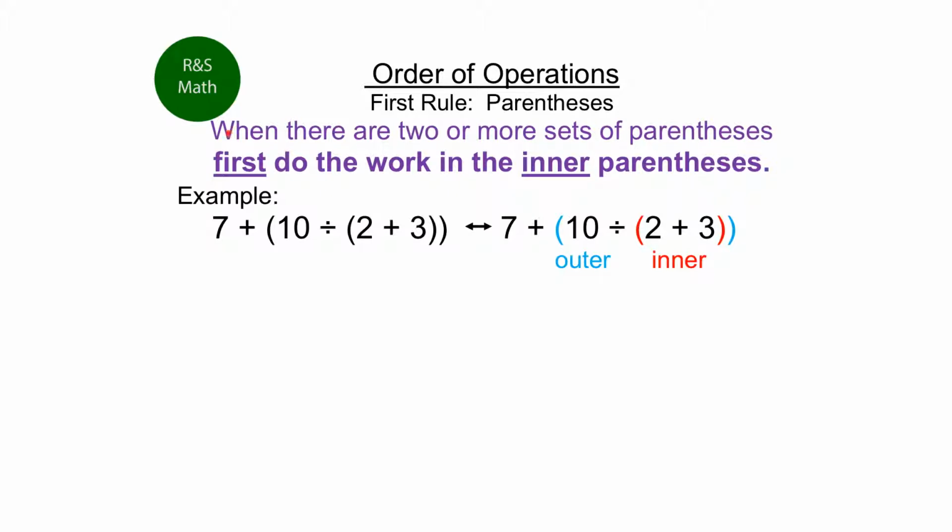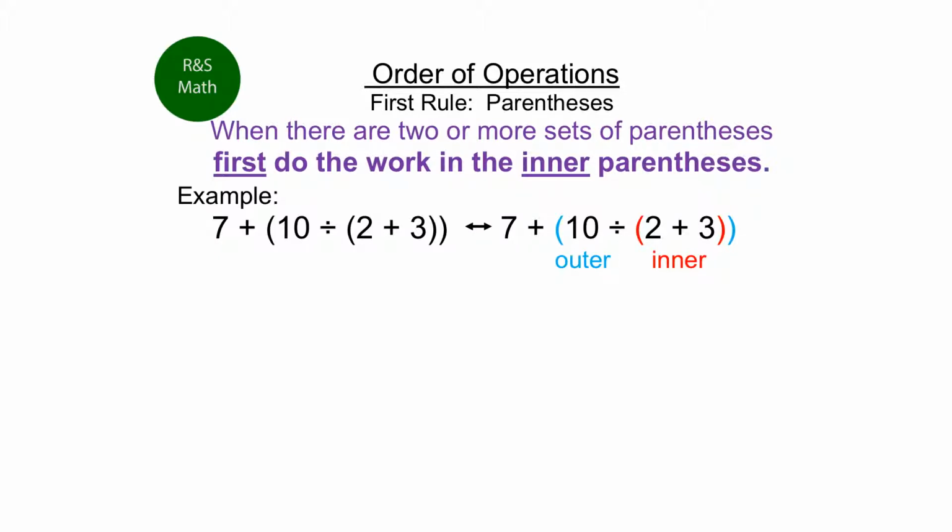The rule is, when there are two or more sets of parentheses, first do the work in the inner parentheses. Let's look at this example. 7 plus, begin parentheses, 10, divided by, begin another parentheses, 2 plus 3, and then end each of the parentheses. This expression is the same as the one written over here beside it.